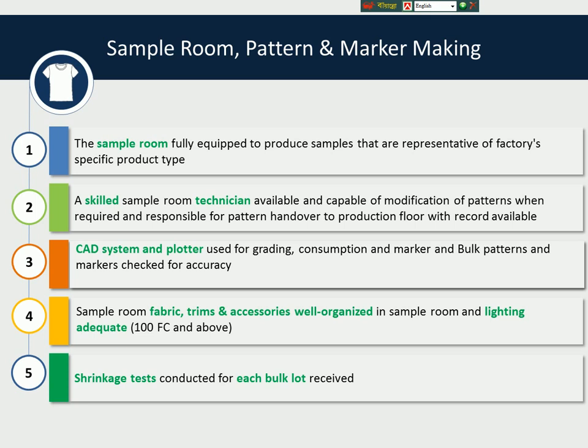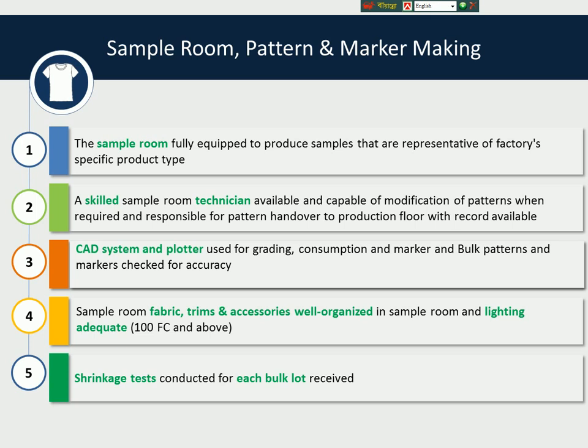Number 2. A skilled sample room technician is available and capable of modifying patterns when required, and is responsible for pattern handover to the production floor with a record available. CAD system and plotter are used for grading, consumption and markers, and bulk patterns and markers are checked for accuracy.